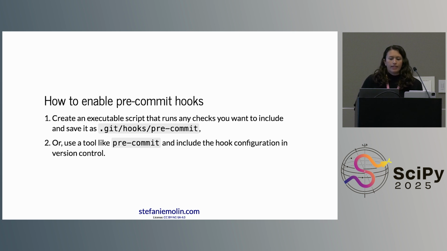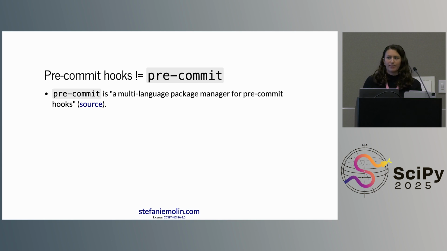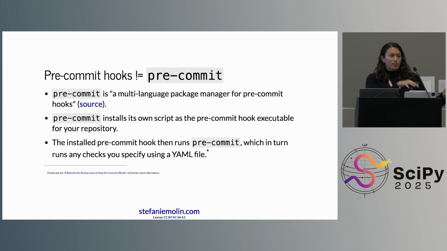Okay. So pre-commit, the tool, is a multi-language package manager for pre-commit hooks. It is going to install its own script as the pre-commit hook in .git hooks, and we'll see that in a little bit. And then once that's installed, Git will run the pre-commit script, which in turn will run the hooks that you define in the YAML. So you're letting a middleman take care of all this, and then you don't have to worry about editing the script, and you get to have the benefits of having the actual checks that you're defining in version control.